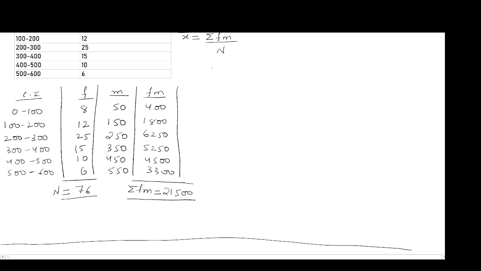Now as per the direct method formula, I have got both the values. So apply the formula. X bar is equal to summation fm. Summation fm total I got 21,500 divided by capital N value, that is 76. So if you divide 21,500 by 76, you are going to get the answer 282.89. So this is the mean value for calculating mean when class interval and frequencies are given.